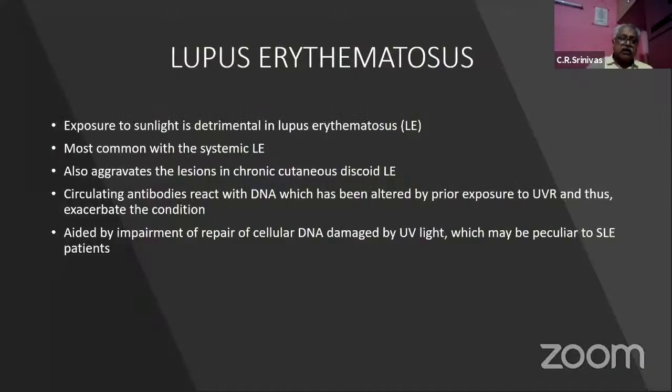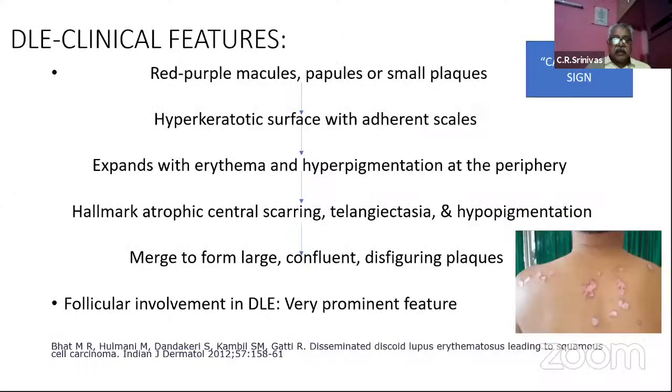Lupus erythematosus again can cause photosensitivity, associated more to UVB than to UVA in this. In fact, it is a photoaggravation because of UVB, and we have to protect these persons from damage to sunlight. The clinical features are there. You all know about DLE. I will not be going into the depth of that.